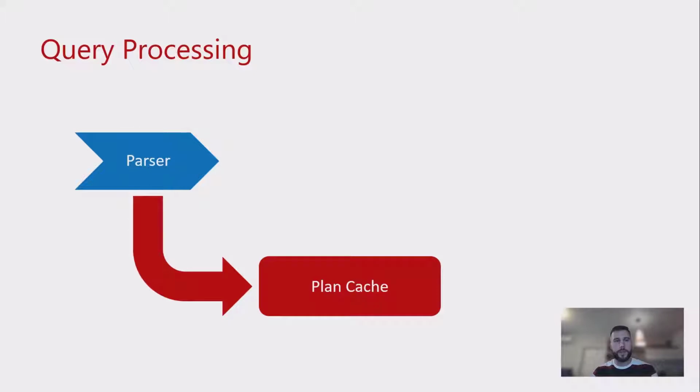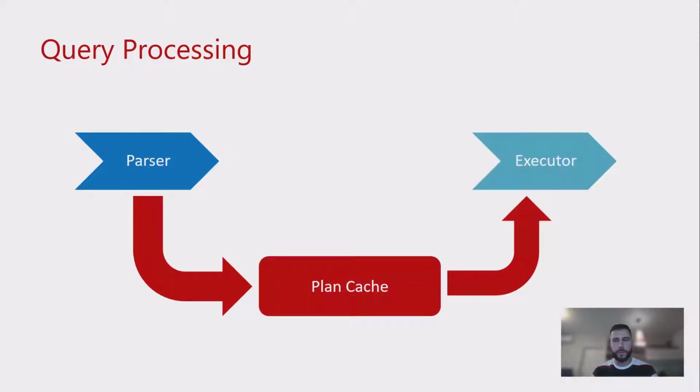Plan cache can be considered as a hash table and SQL handle as a key. So we can quickly check if there is query plan in the plan cache, and if it is there, we're going to the last phase of query processing, which is called executor, where we are starting the query execution. If there is no query plan in the cache, we need to create it, because query plan is the instructions where to take the data and how to take the data, in which order, and so on and so on.